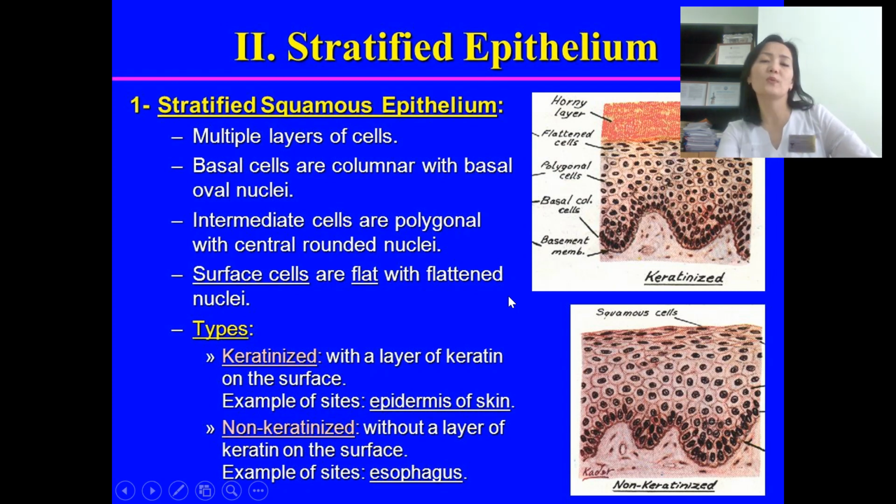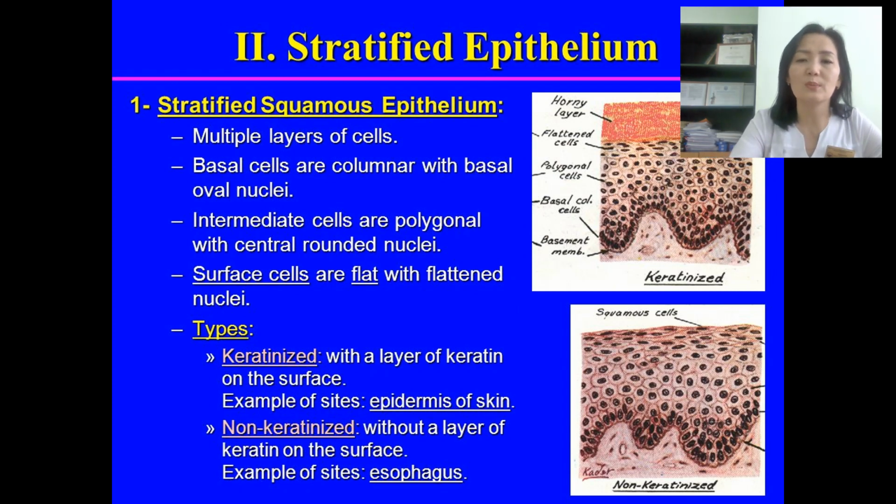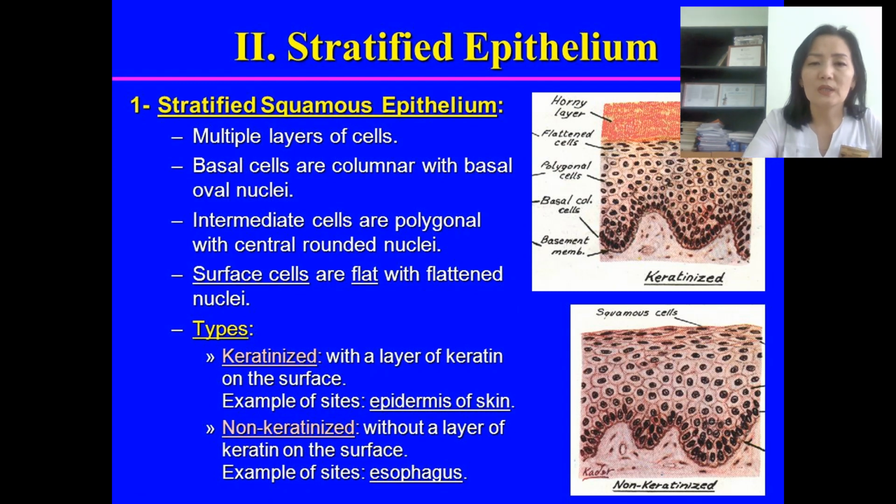Second type of epithelium, this is stratified epithelium. Stratified epithelium is also divided into two types, stratified keratinized epithelium and stratified non-keratinized epithelium. If stratified epithelium has a keratin layer on the surface, it means these are keratinized epithelium, like here. If on the surface of stratified epithelium the keratin layer is absent, it means these are non-keratinized epithelium.